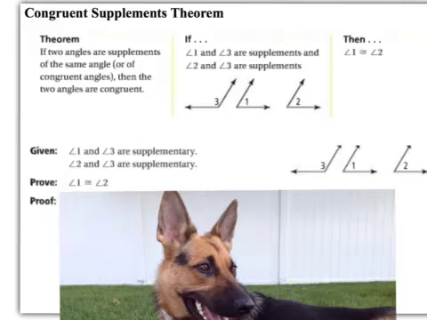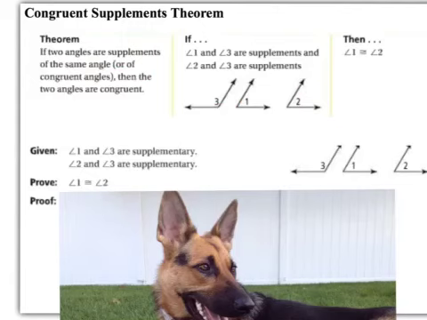So here we have the congruent supplements theorem. The theorem states that if two angles are supplements of the same angle or of congruent angles, then the two angles must be congruent. So looking at an example, if angle 1 and 3 are supplementary, and angle 2 and 3 are supplementary, then angle 1 and 2 must be congruent.